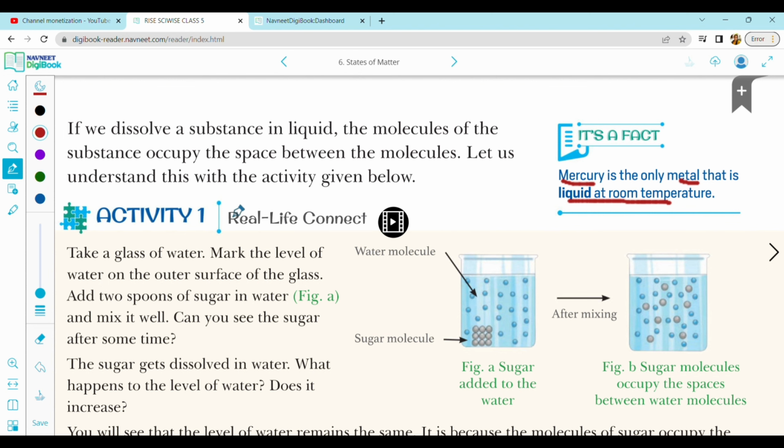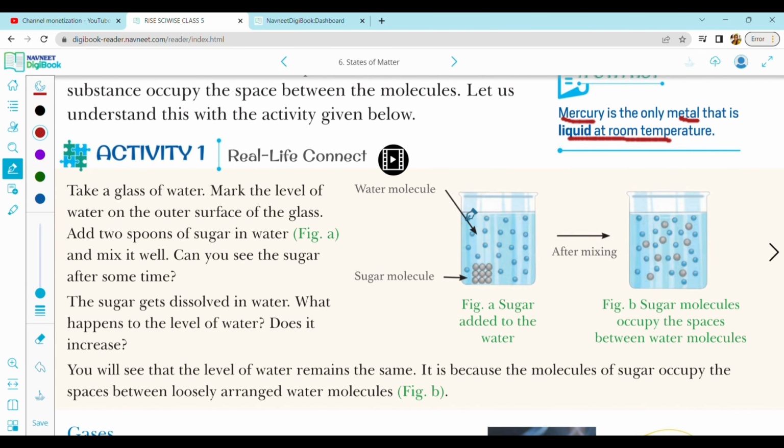Now see, here one activity is given. In this activity, they have taken a beaker. In this beaker, they have added some amount of water and some amount of sugar. See, the blue is denoted as water molecules and the gray color is for sugar molecules. After mixing sugar and water together, what can we see? We can see that sugar dissolves in water completely. How is it possible? It is possible because sugar molecules occupy the space between water molecules. You can see these blue are the water molecules and the gray molecules occupy the space between the water molecules. This is how the sugar dissolved in water very easily.